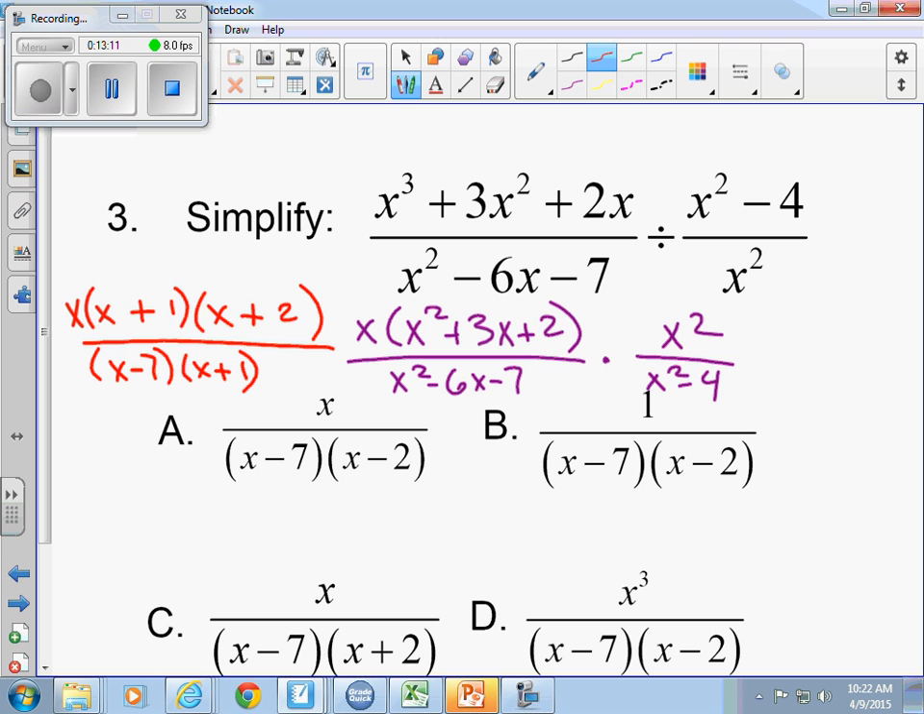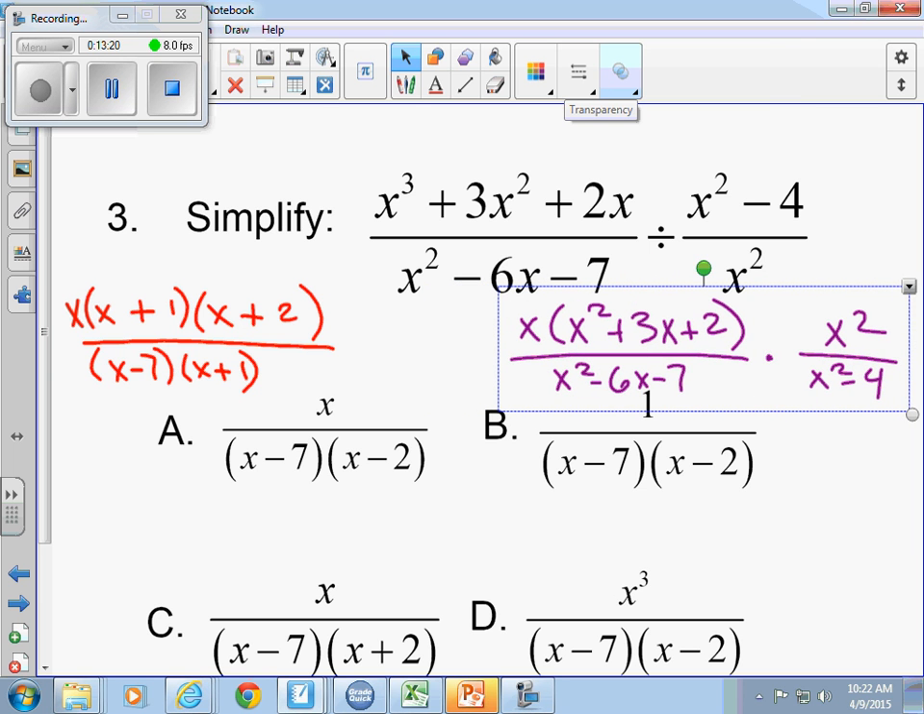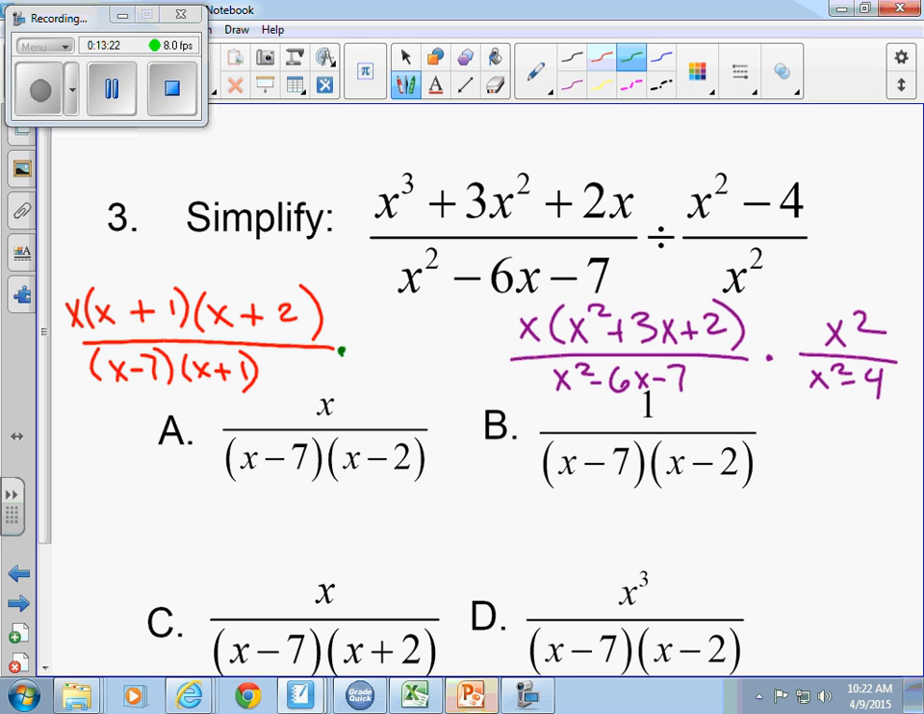Okay, so that's the left-hand fraction. The right-hand fraction is x squared over x plus 2 times x minus 2.